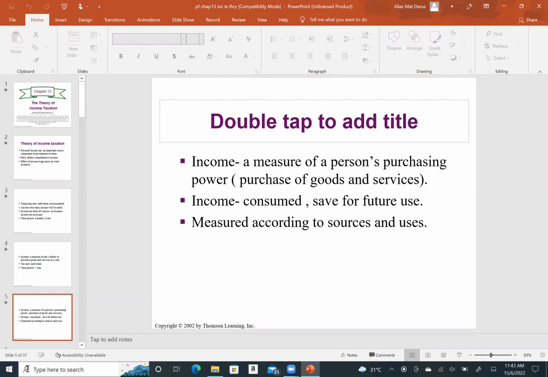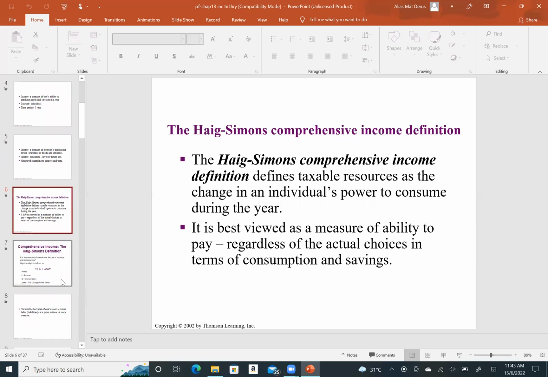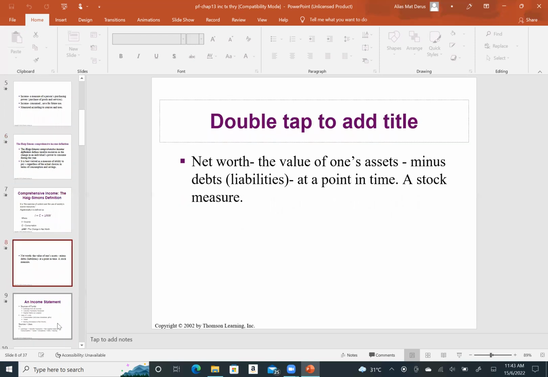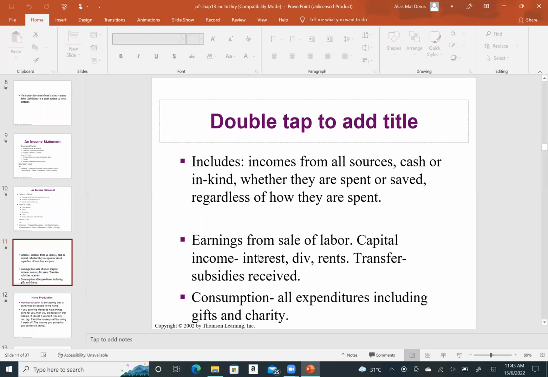So now we go to the sources of income. Net worth. Okay, I think we already did that. So here, all right, income from all sources, cash or in kind, whether they are spent or they're saved, or regardless of how they are spent. So we don't care, all right? We don't care whether the income is spent or saved. That income will be considered as income, all right? Okay, and from all sources.